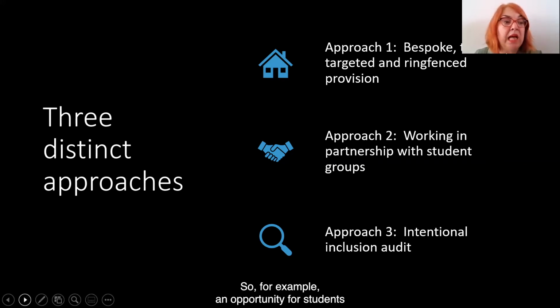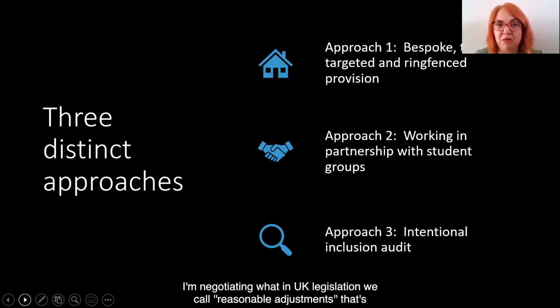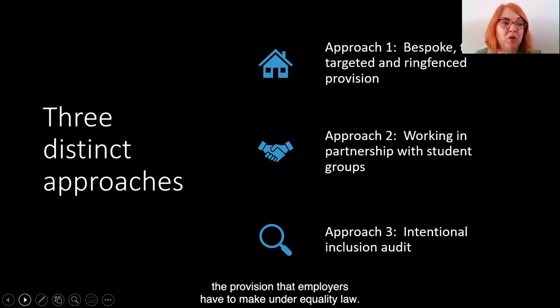So, for example, an opportunity for students with disabilities can focus on issues like disclosure and negotiating what in UK legislation we call reasonable adjustments. That's the provision that employers have to make under equality law. The scheme could broker with employers for these students to get access to particular opportunities with them for work experience or mentoring. And that's a really positive action that can be taken to remove what is sometimes a significant barrier.